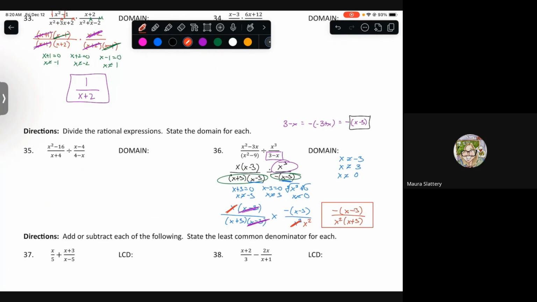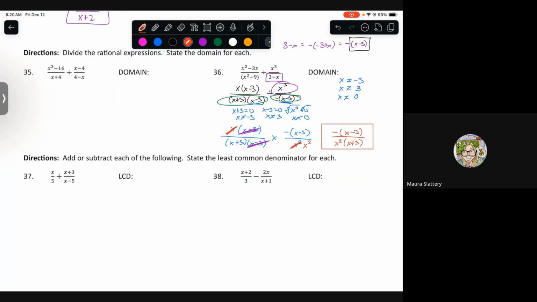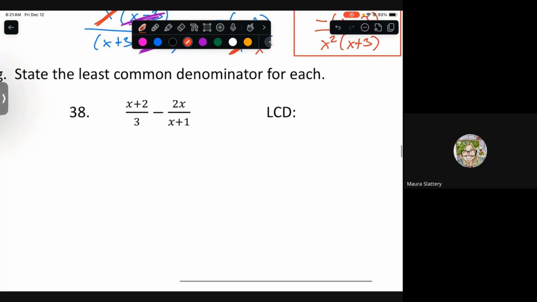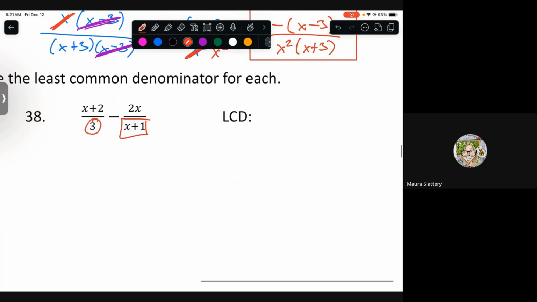All right. So next we have adding and subtracting. These ones are definitely more challenging because we need a common denominator. So let's try this one here. If we look here, first off, these denominators are already factored. If the denominators are not factored, you have to go and factor them. Looking here, it looks like my LCD is going to be 3 times (x plus 1). Basically, you ask, what does this one have that the other is missing? And you combine them. So my LCD is 3 times (x plus 1).